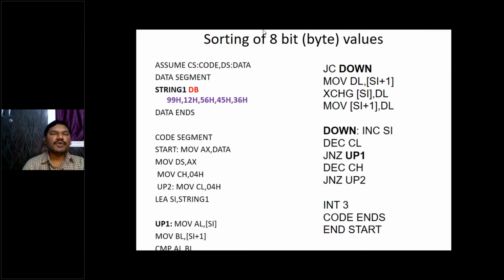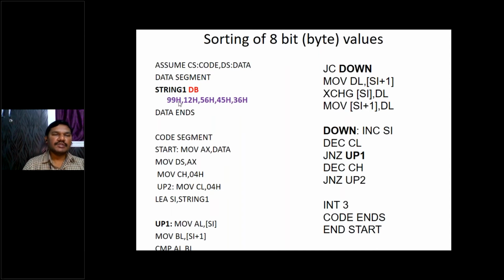Okay, so this is the program. This program has an assume statement, data segment, and a code segment and code ends. Code segment to code ends is the programming. The data segment to data ends is the data defining. So string 1 is the variable, DB is the defined byte. Why is it defined byte? Because I have written sorting of 8-bit or byte values. So that's why here I have taken it as DB.